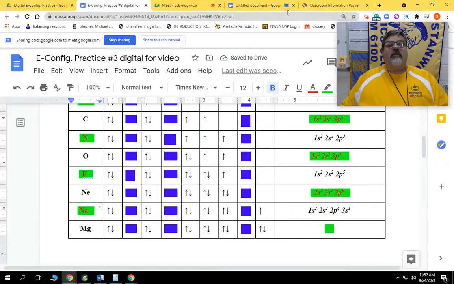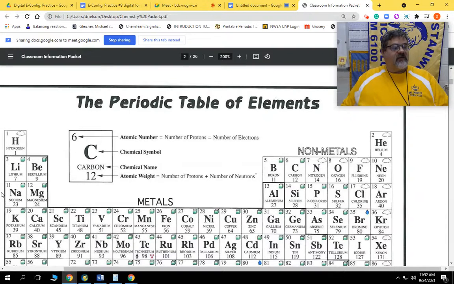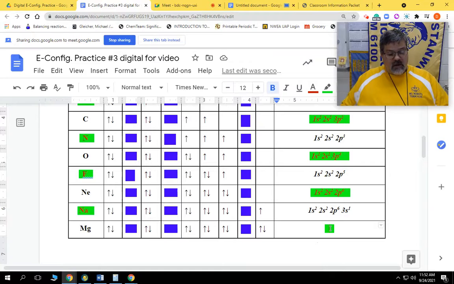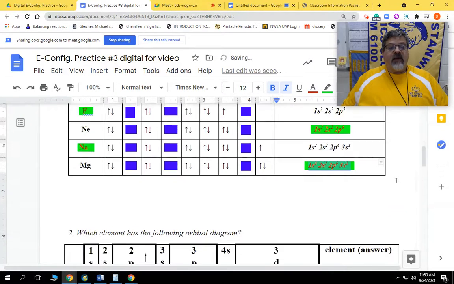So now we're going to go back to magnesium. Magnesium is right next to it. So instead of ending with 3s1, we're going to end up with 3s2. So we're going to do 1s2, 2s2, 2p6, and then 3s2. And if I add that up, that should be 12. 6, 7, 8, 9, 10, 11, 12. And we're done with that one. Hey, we're done with the box. Let's go on to the next one.